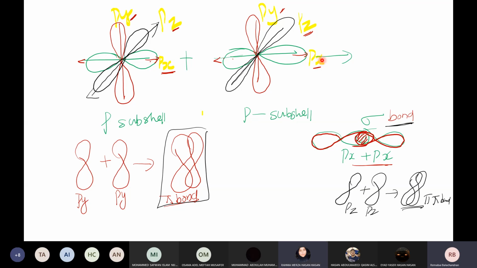Suppose the z-axis is taken as the internuclear axis, which one gives pi and which one gives sigma? pz and pz give sigma, and the rest give pi. So you understand, right? It depends on how we take the axis. In the exam, be careful when you answer the questions, because last semester many people got it wrong. I think it's clear for you, right?